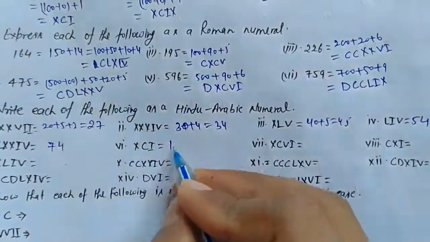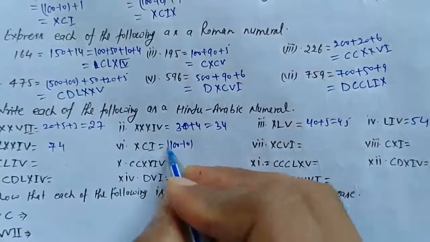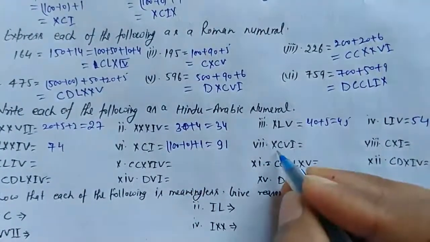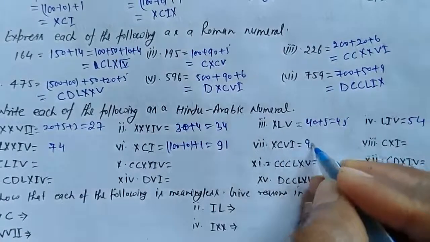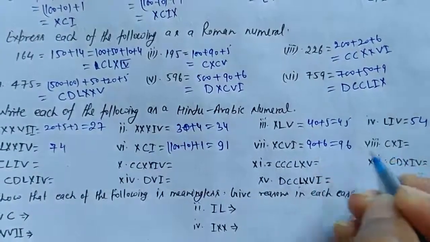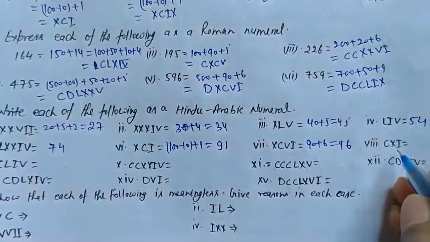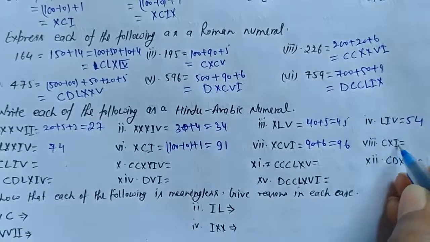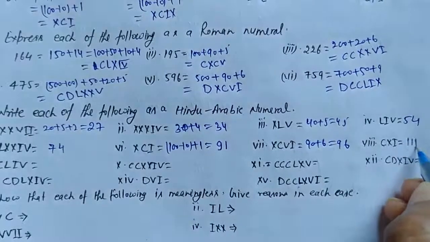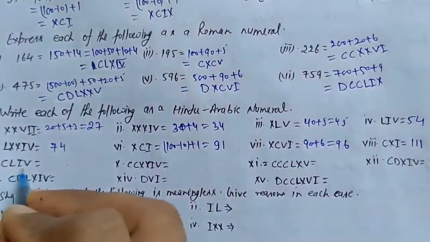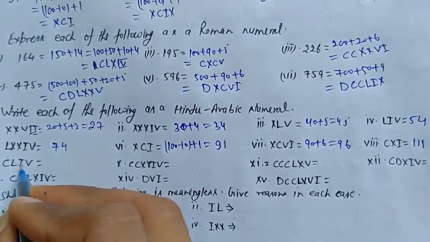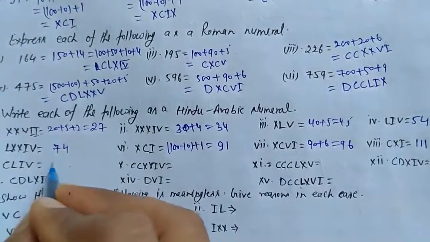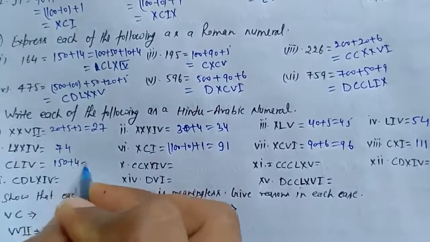XCI. XC is 100 minus 10 plus 1, that is 91. XC is 90 and VI is 6. 90 plus 6, 96. CXI. C is 100, X is 10 and that is 1. 111. CLIV. IV represents 4. C is 100, L is 50. 100 plus 50, 150 plus 4, that is 154.